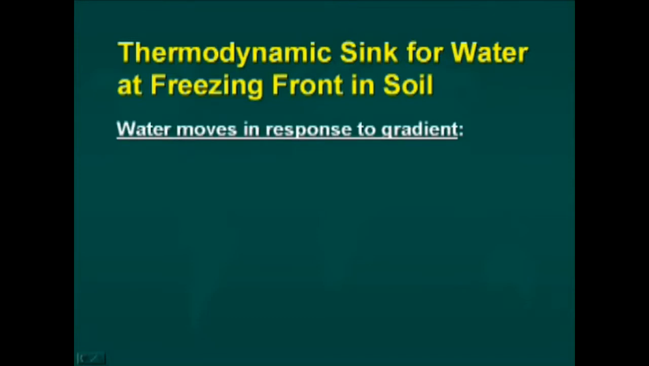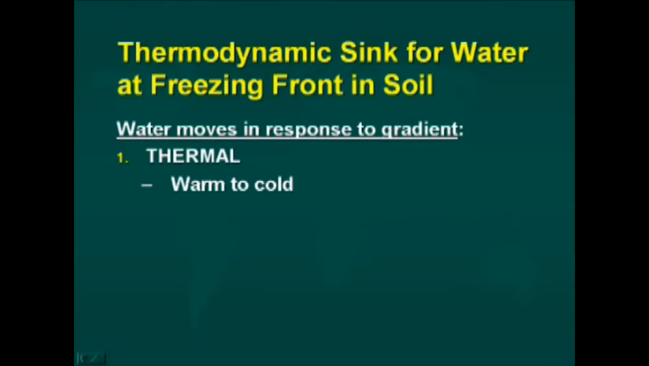We've already studied water movement in response to a gradient, and it was pretty easy when we were talking about liquid water to talk about potentials. Now we talk about a thermal gradient and a potential gradient. So let's consider this freezing front. At the freezing front, the ice is cold, the soil is warm, so there's a thermal gradient. The water moves from warm to cold, so water is attracted or moves toward the freezing ice front.